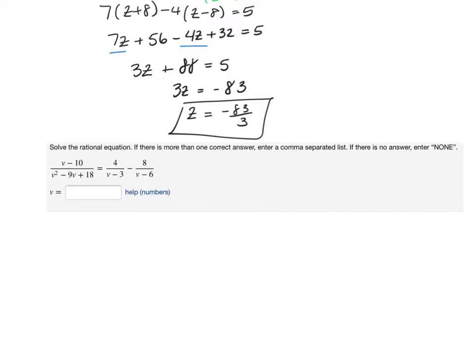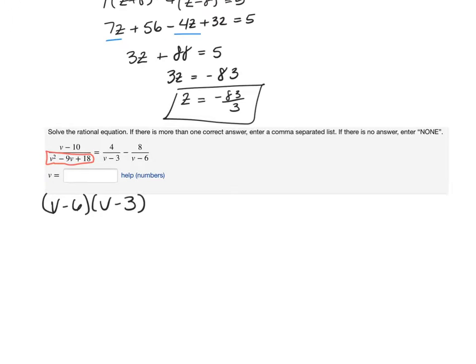Let's take a look at this next example. So the first thing we want to do is factor all denominators if they're not already factored. And I can see for this denominator right here that this is not factored. So we do need to factor this. This will factor into v minus 6 and v minus 3. So as I look across at all of the denominators, I notice that my lowest common denominator will be v minus 6 multiplied by v minus 3. So that's my lowest common denominator.